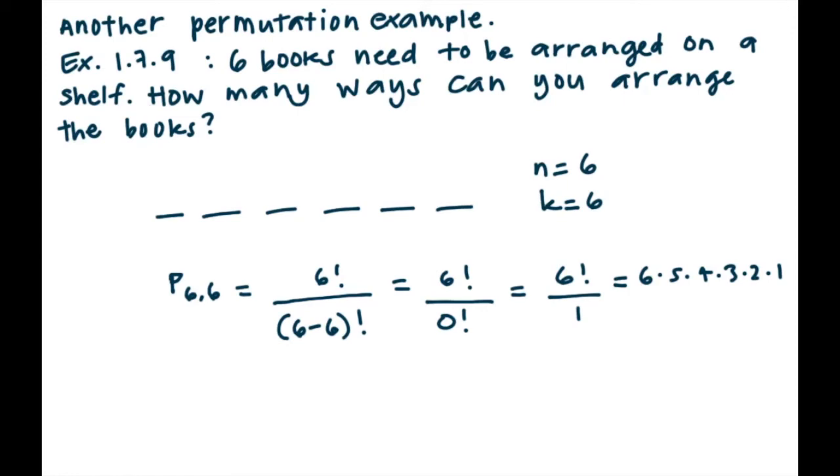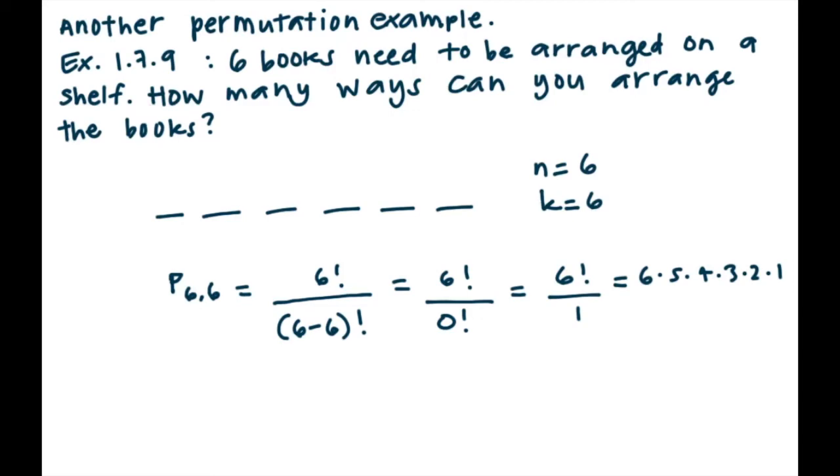Okay, so 6 books, that's the number of objects, so n equals 6. And the number of spots that I need to fill is also 6, so k equals 6. So if I use permutation, I have P(6, 6). So I have 6 factorial over 6 minus 6 factorial, and that gives me 6 factorial over 0 factorial, which simplifies to 6 factorial over 1, which equals 6 times 5 times 4 times 3 times 2 times 1.